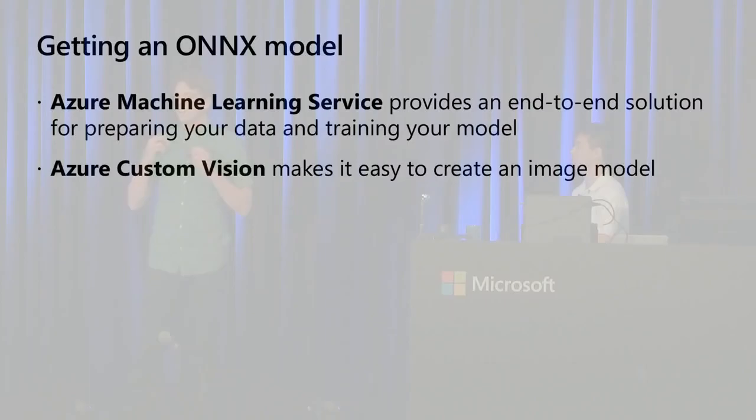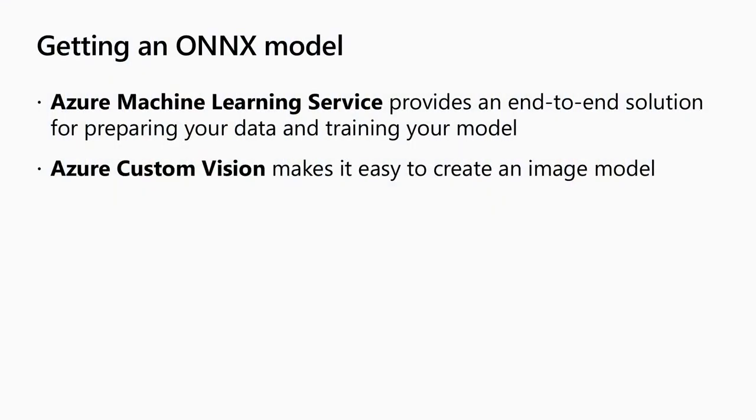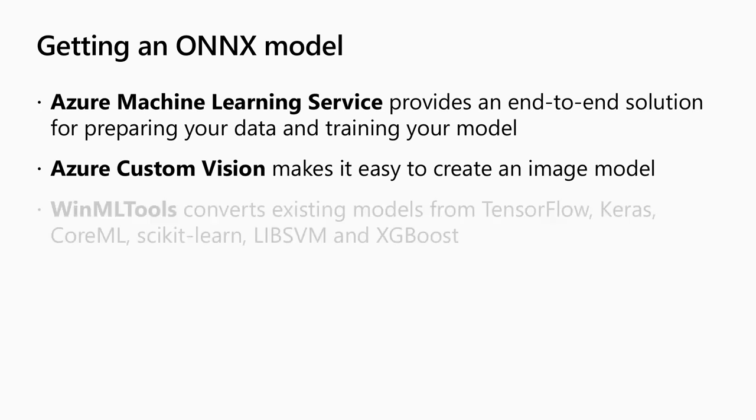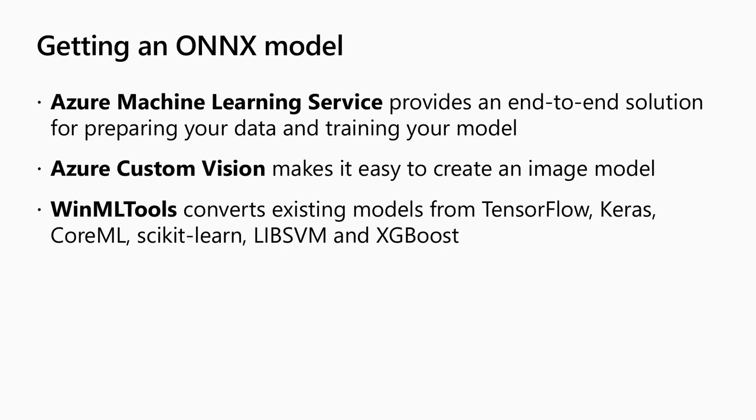Another option is using Azure Custom Vision to create your own image classification models. It's as simple as uploading your own labeled images, retraining the model with that data, and exporting to ONNX. And finally, if you're using a training framework like TensorFlow, Keras, or any of the other frameworks you see on the screen that doesn't directly produce an ONNX model, WinML Tools makes it easy to convert your trained model to the ONNX format for use with Windows ML.